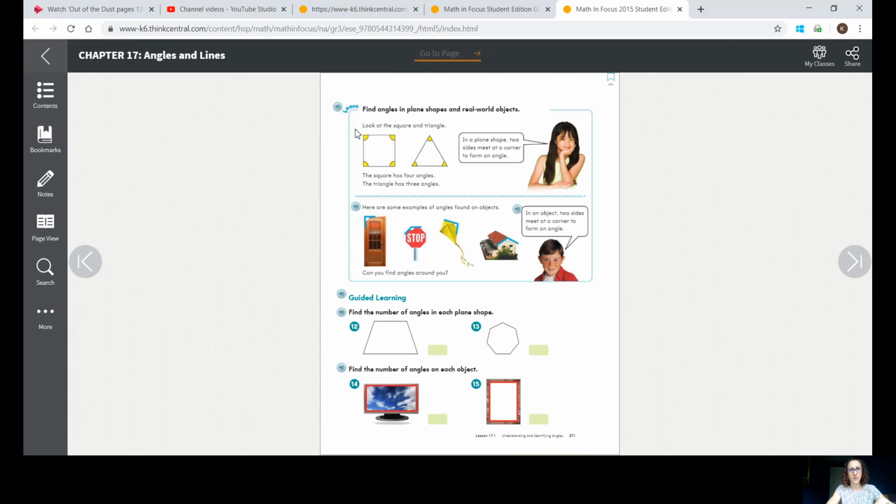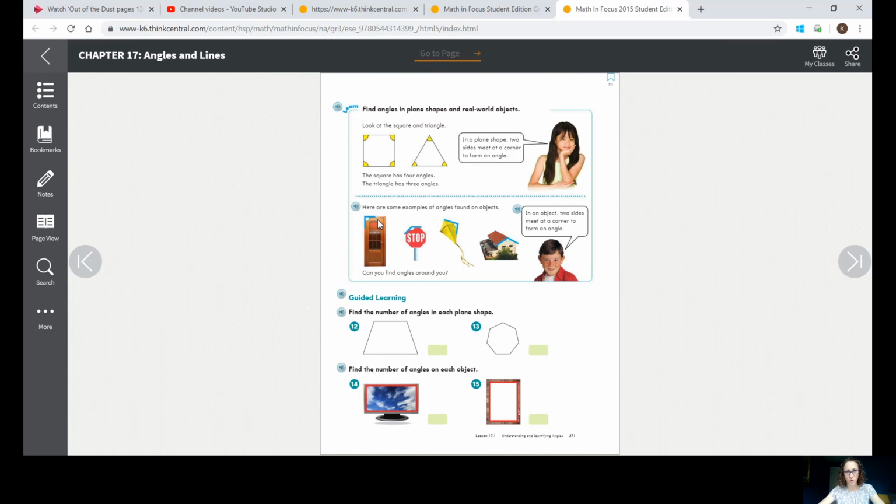Okay, let's look at another example. Find angles in plane shapes and real world objects. It says, look at the square and triangle. Now she says that in a plane shape, two sides meet at a corner to form an angle. The square has 4 angles, the triangle has 3 angles. And then down below it says, here are some examples of angles found on objects. Can you find angles around you?